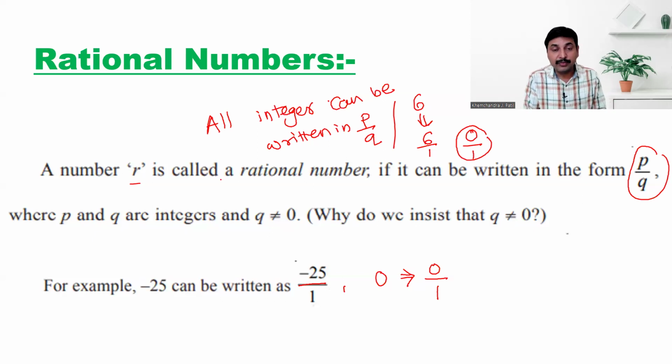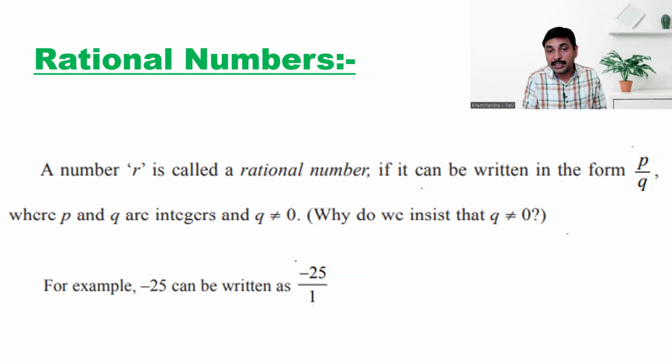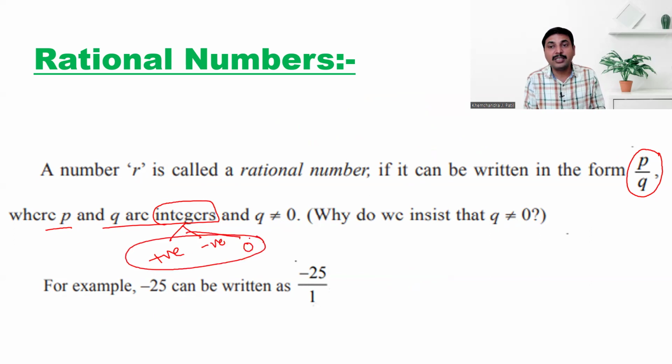So try to understand the definition of a rational number. The rational numbers can be expressed in the form P divided by Q. What is the important condition? That is, P and Q should be integers. So they might be positive, negative or 0. So integers contain all these groups, all positive numbers, all negative numbers and 0 also. I already told you 0 is neither positive nor negative.